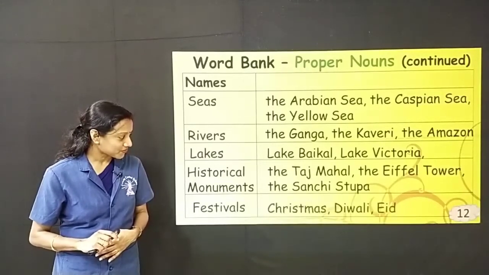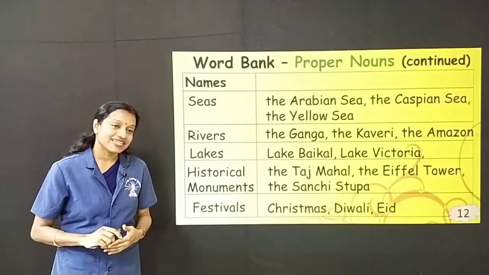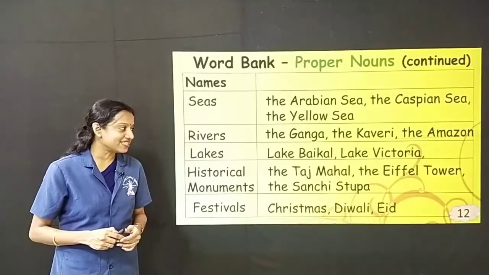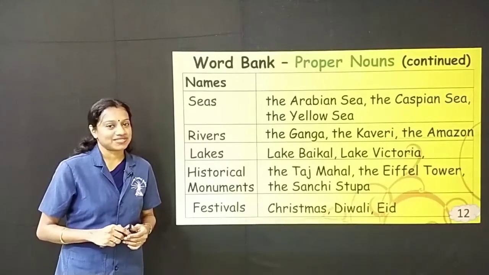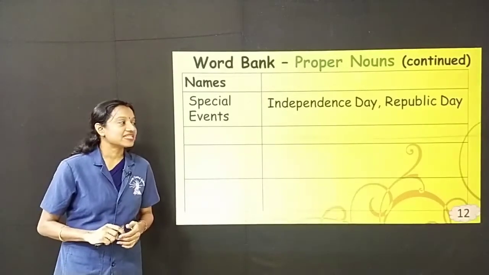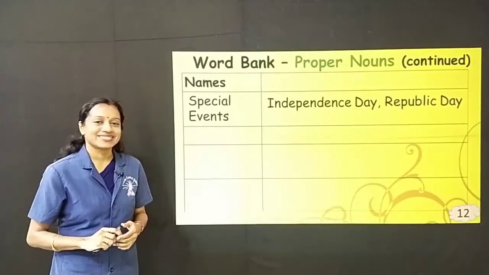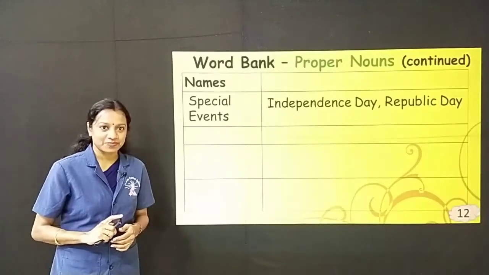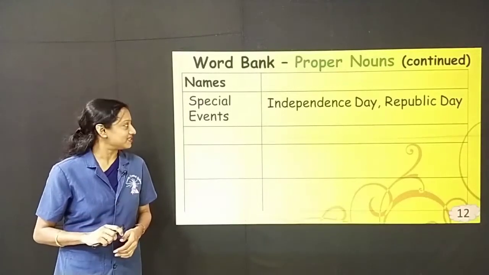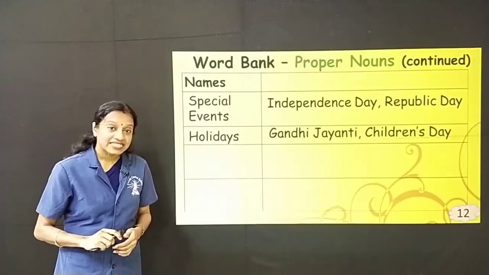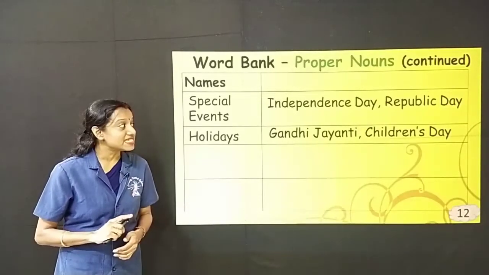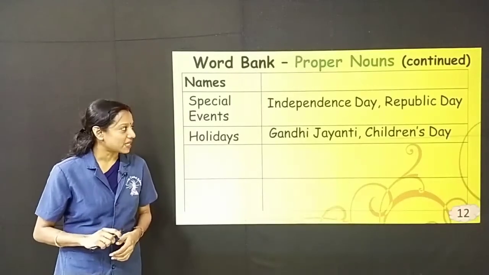Festivals children now, Christmas, Diwali, Eid. So C here begins with the capital letter, D again with the capital letter and Eid, E is capital. Special events, that's the Independence Day and the Republic Day. So here I and D they are capital and R and D, Republic Day, R and D are capital. Holidays, Gandhi Jayanti and Children's Day. So G is capital, J is capital, C is capital and the D is capital.